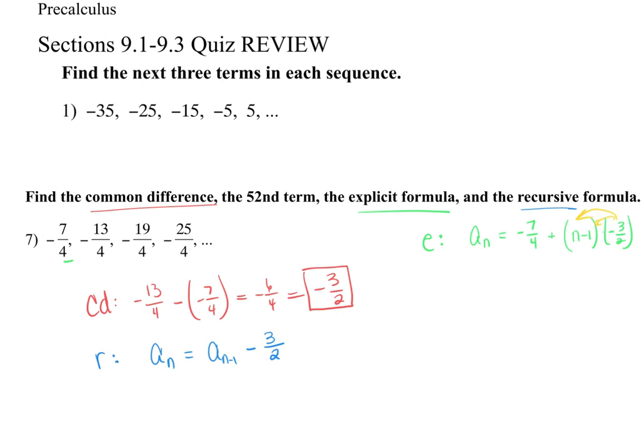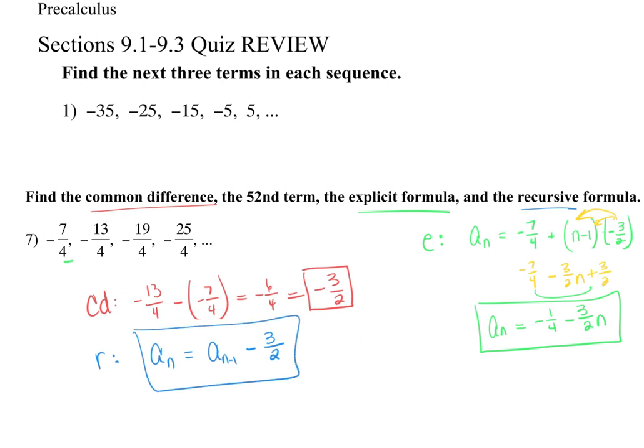Distribute. You get negative 7/4 minus 3/2 n plus 3/2. Combine your like terms. When you combine these, you get negative 1/4. So a sub n equals negative 1/4 minus 3/2 n, or vice versa. You could put negative 3/2 n minus 1/4. It doesn't matter. And that is my explicit. So that is my next one that I have found.